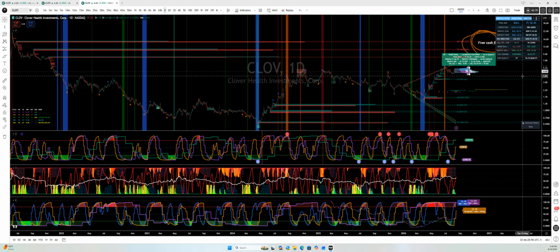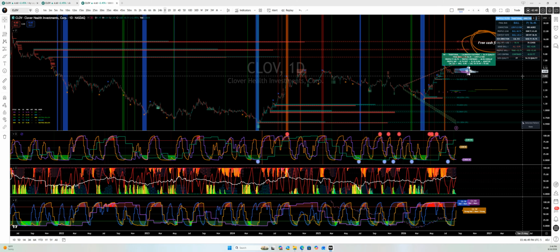Central zone, $5.60 to $6.20. Probable range, $4.50 to $7.50. If Clover enters December already above $6 with constructive CVD, the year-end distribution shifts substantially towards $6.50 to $7 plus. If it remains trapped below $5.50, the distribution stays concentrated around $5 to $6.